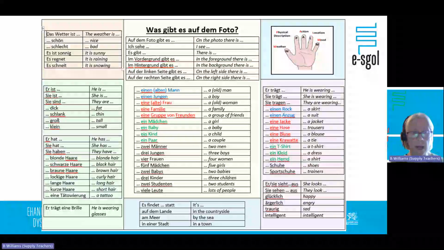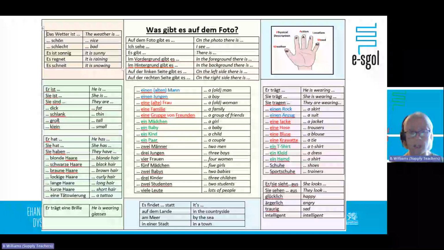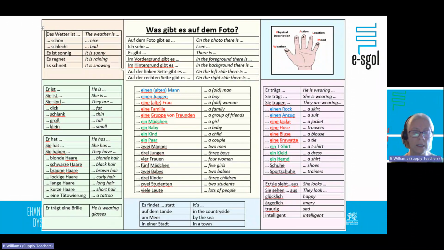Where is the picture taking place? So at the bottom there, is it in the countryside? Is it by the sea? Is it in a town? And then on the right-hand side in the pink box, what are people wearing? So different clothing. And then at the very end for the mood section, how do they look? Are they looking angry? Are they looking happy? Are they looking intelligent for whatever reason?